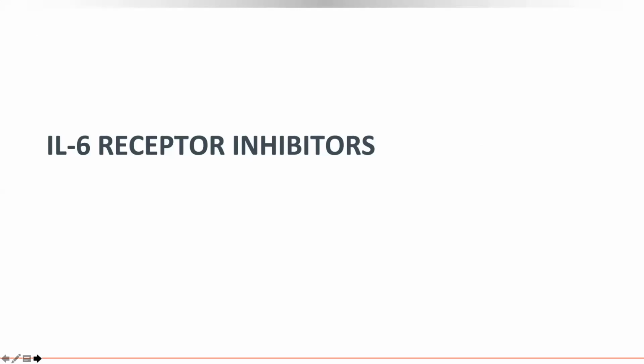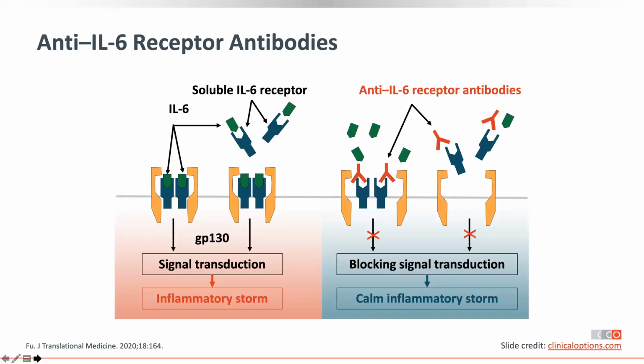This is a drug which we may have possibly during this fourth wave. We don't have the IL6 receptor inhibitors. And again, what the IL6 receptor inhibitors do is block the signal transduction, and it is similar to the JAK1 and JAK2 inhibitors, and as a result, they calm the inflammatory storm.